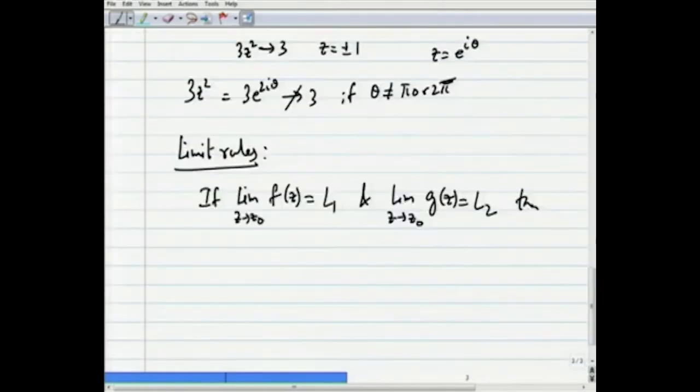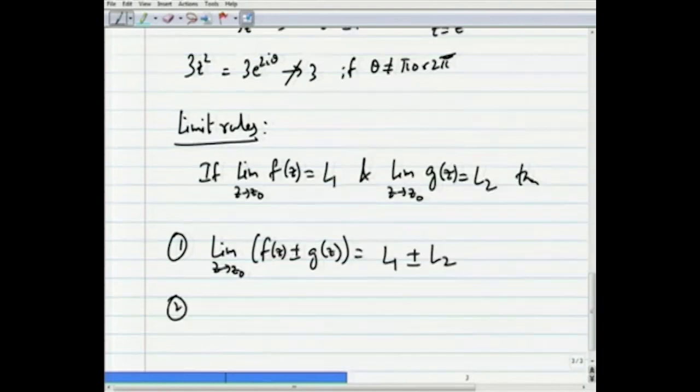Suppose these limits exist: the limit as z goes to z naught of f of z exists and is equal to L 1, and the limit as z goes to z naught of g of z is equal to L 2. Then the following hold. The limit as z goes to z naught of f of z plus or minus g of z is equal to L 1 plus or minus L 2. The second property is that the limit as z goes to z naught of f of z times g of z, which is also a complex function, is equal to L 1 times L 2.